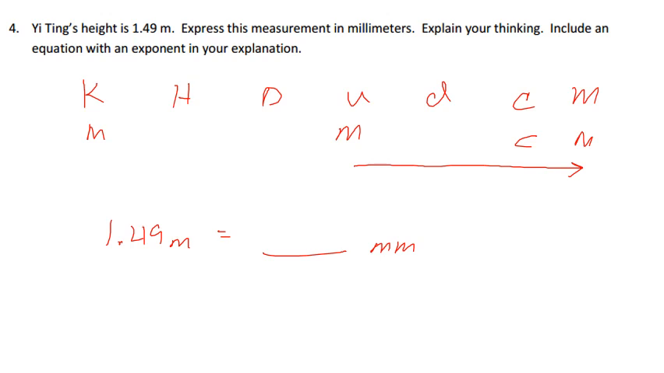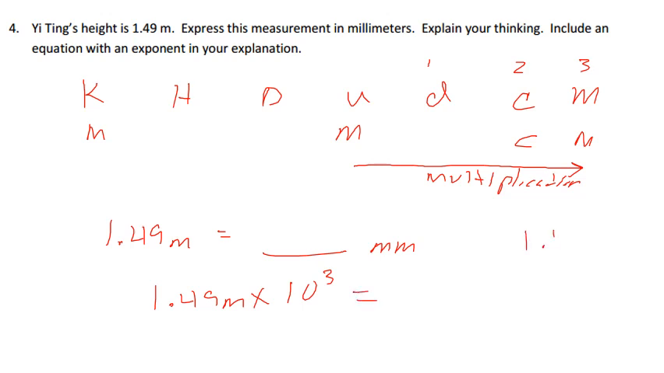I know going from left to right is multiplication. I'm going from a larger to smaller. So I had 1.49 meters times. Now I've got to figure out how many place values we're going to move. We're going 1, 2, 3 place values from meters to millimeters. So that's going to be times 10 to the third, which equals. Now I go 1.49. I know when I'm multiplying it's going to get larger. So that's 1, 2, 3 positions. So it would end up with 1,490 millimeters.